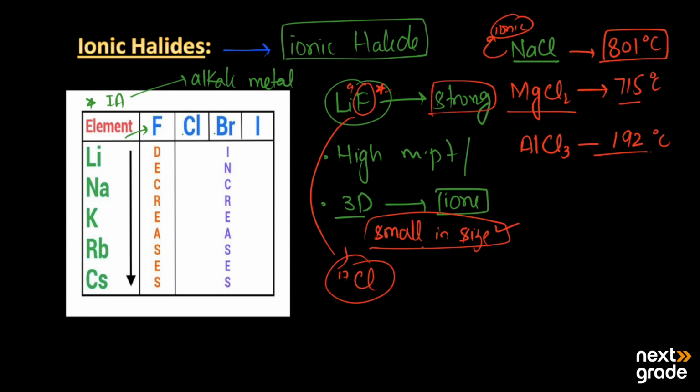The simple trend of decreasing melting point is like this: fluorine has the highest compared to chlorine, then we have bromine, and then we have iodine. So this is a simple trend of the lattice energies of these elements.